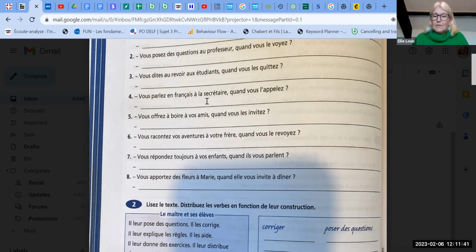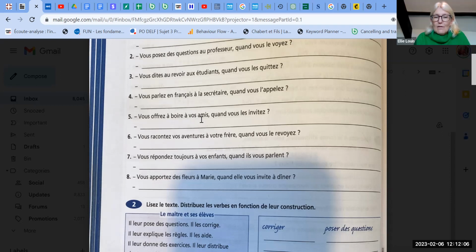Okay, so what's the reply? So oui, quand je l'appelle, when I call her, because we don't need to know, it's just an apostrophe again. Oui, quand je l'appelle, je lui parle en français. Je lui parle en français. Was that the answer you got? Good, excellent. All right, let's try number 5.